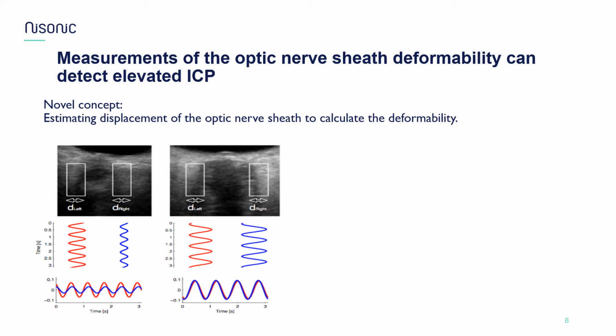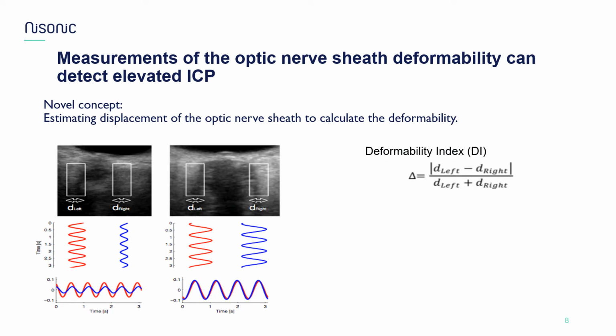If the ICP is increasing, the optic nerve sheath will become stiffer and thereby less deformable. A unique and patented method by Nisonic is estimating the displacements at specific regions on both sides of the optic nerve sheath in order to calculate a parameter of deformability, the deformability index.